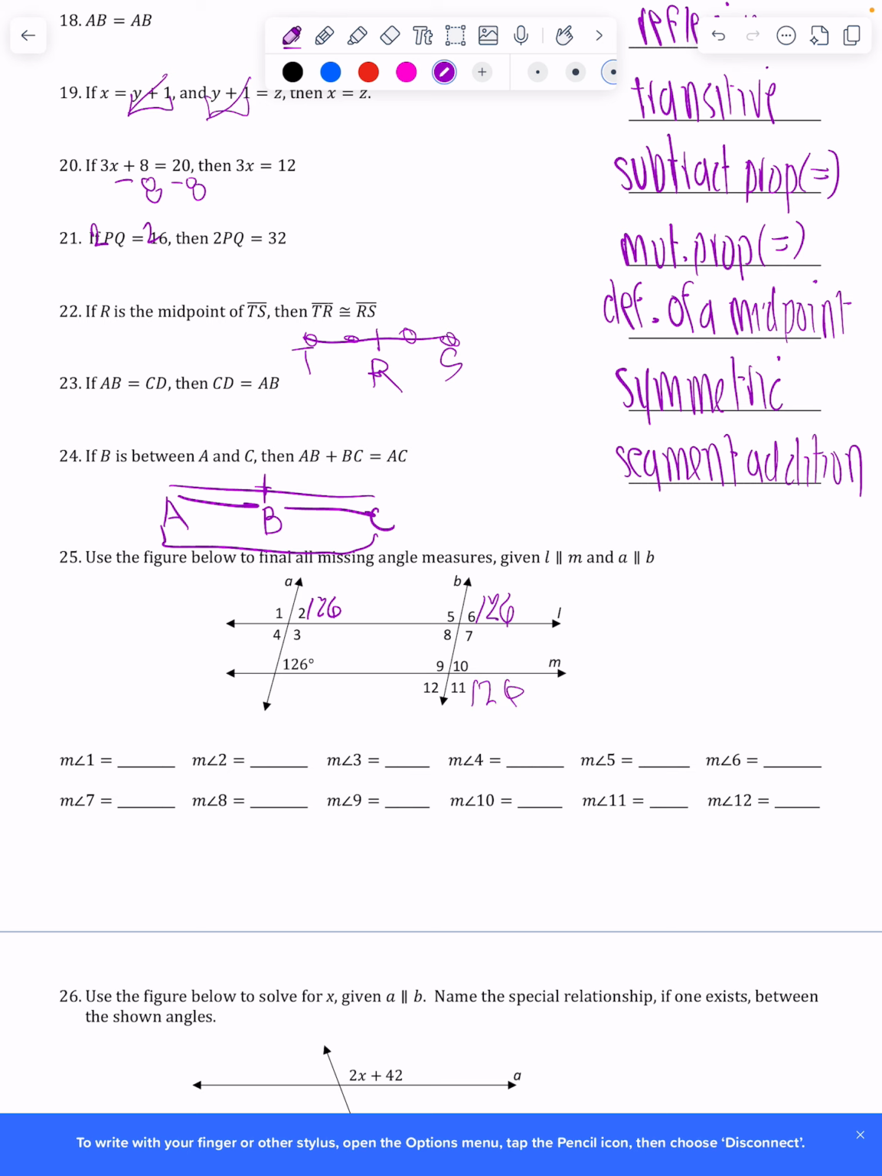Then I'm going to go through and find all the angles it's vertical to. So angle 4 is 126 because they're vertical angles. Angle 8 is 126 because 6 and 8 are vertical angles. And, oh, this was a flub. This angle 10 is supposed to be 126, which makes 12 126. And then, of course, we see that, hey, that's a linear pair. So 180 minus 126 is going to give us 54. That means all of our other remaining angles are equal to 54.